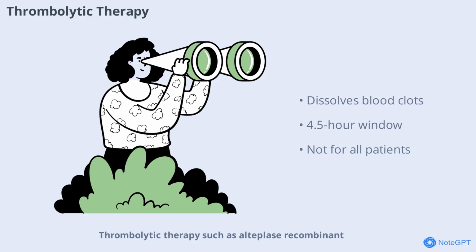Thrombolytic therapy, such as alteplase recombinant, is used to dissolve blood clots in eligible patients within 4.5 hours of symptom onset. This treatment can significantly improve outcomes if administered promptly. However, not all patients are eligible due to potential side effects, including bleeding and damage to the blood-brain barrier. Early initiation of thrombolytic therapy is crucial for maximizing benefits.